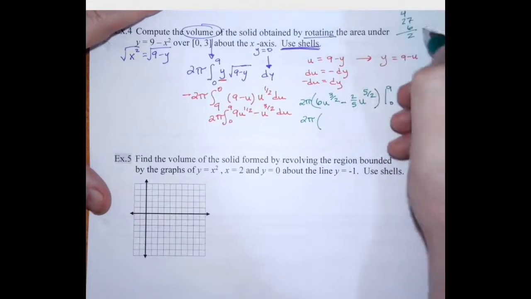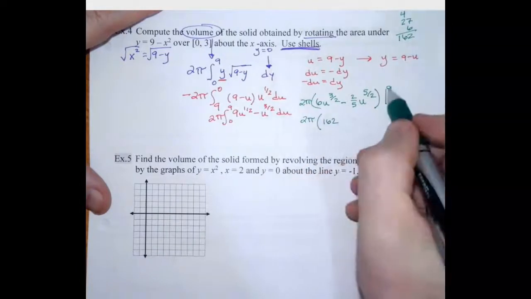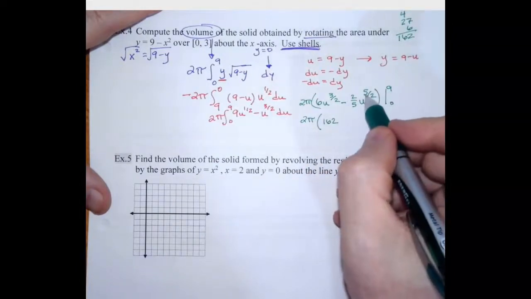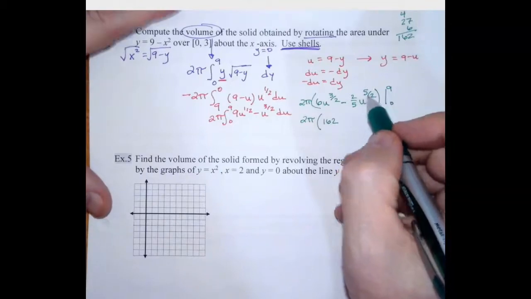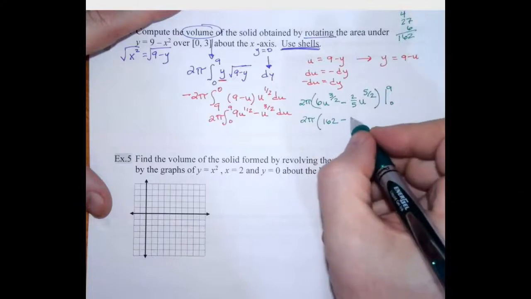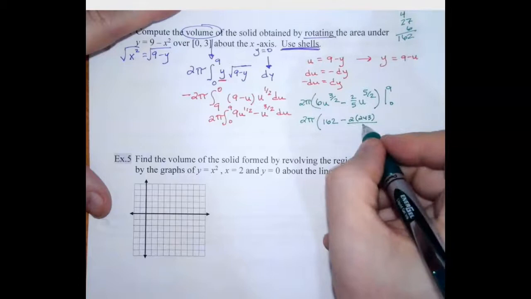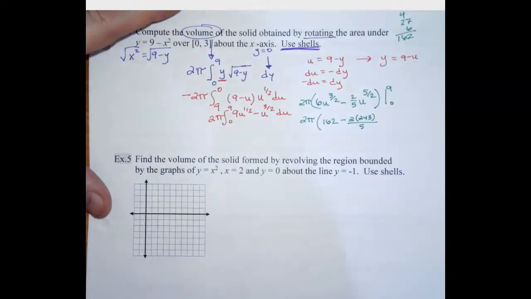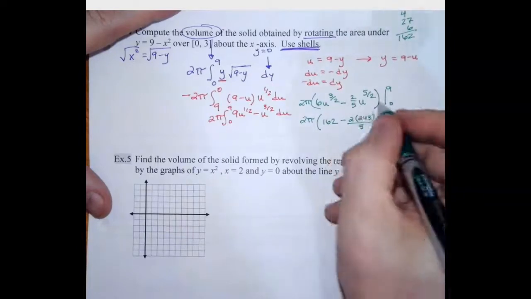And 27 times 6 is 162. That's going to be 162. Now here the square root of 9 is 3. 3 to the 5th power is 81 times 3, because 3 to the 4th power is 81. So 243, I better write that down. 243 times 2 over 5. Okay, and then that would be minus 0 when we plug in 0.